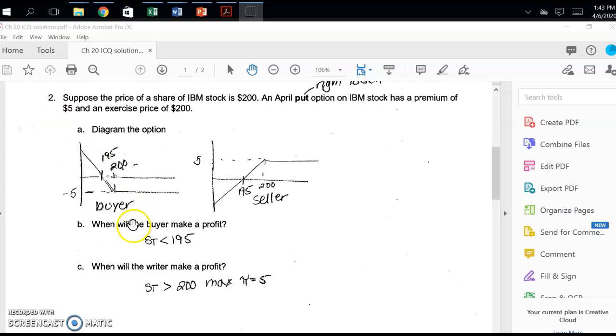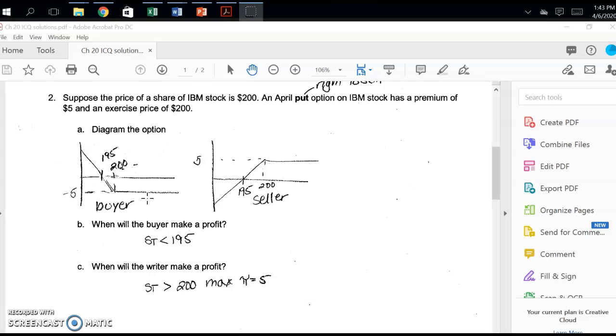You are in the money anytime the stock price is less than 200. You're at the money still at 200. So in this case, from the buyer's perspective, being a buyer is often called being long something. Being a seller is called being short something, or the seller is also known as the writer. From the buyer's perspective, you are buying the right to sell at 200.